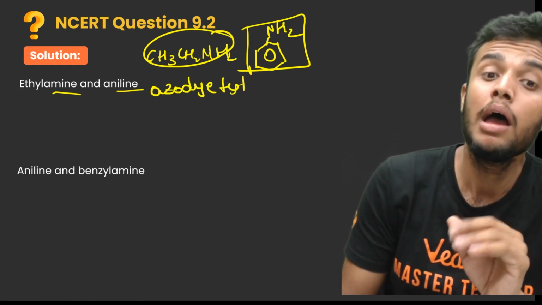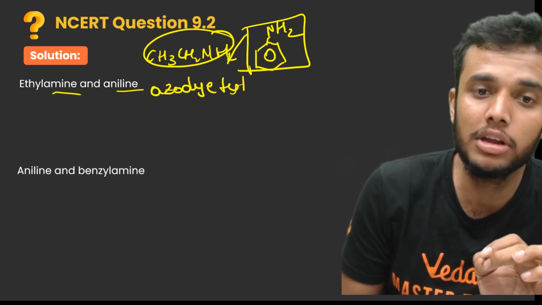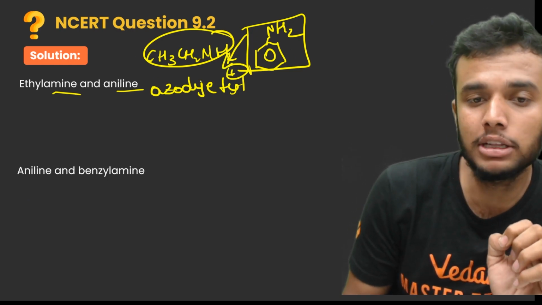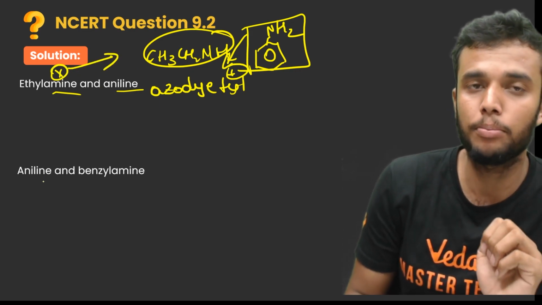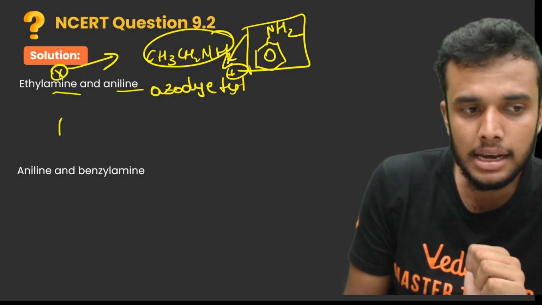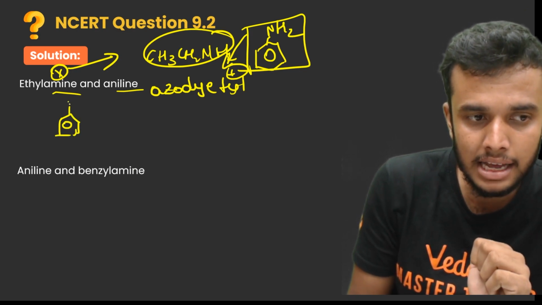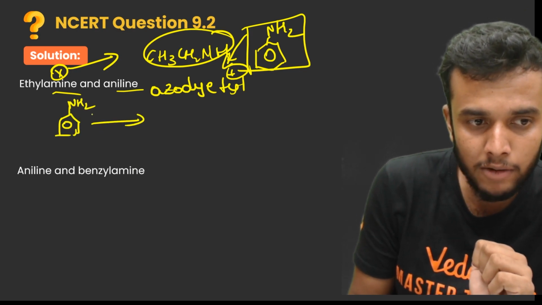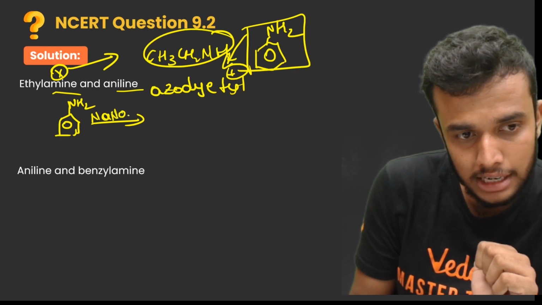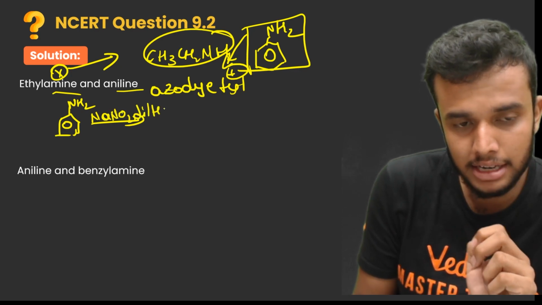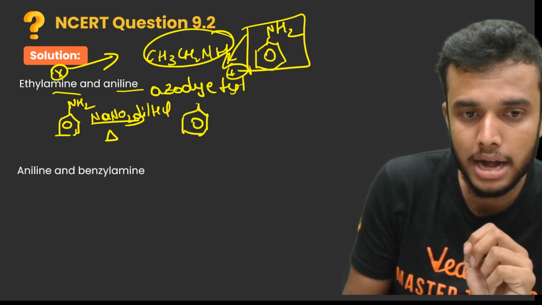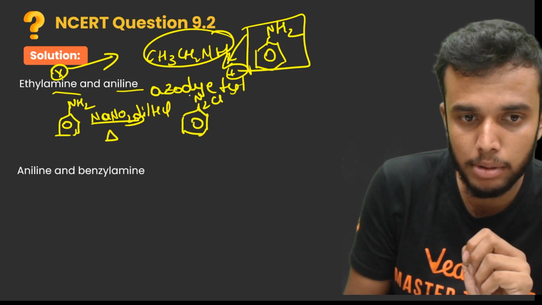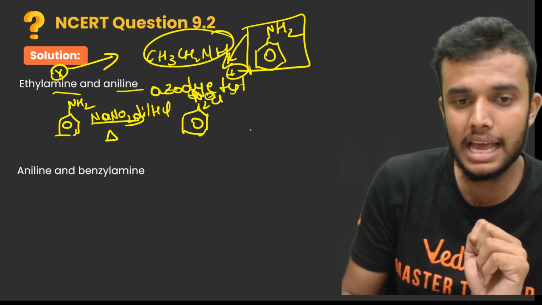An aromatic compound gives a positive azo dye test, but not ethylamine or other aliphatic compounds, right, students? If aniline is reacted with NaNO2 in the presence of dilute HCl, it yields an unstable compound. What does it yield? It yields one unstable compound, the diazonium salt, N2+ Cl-.